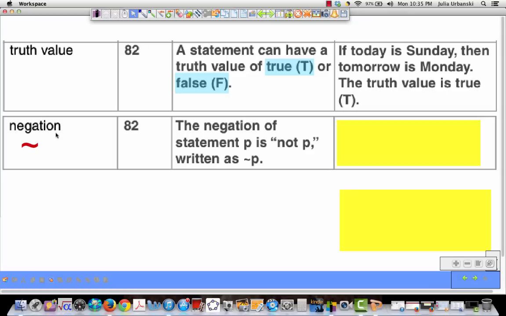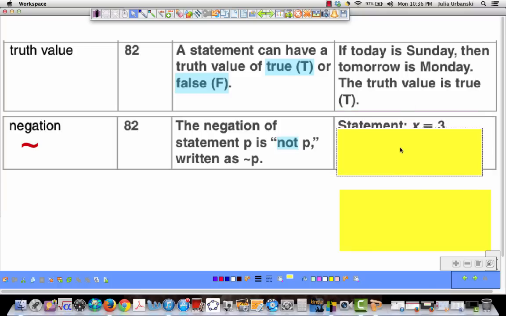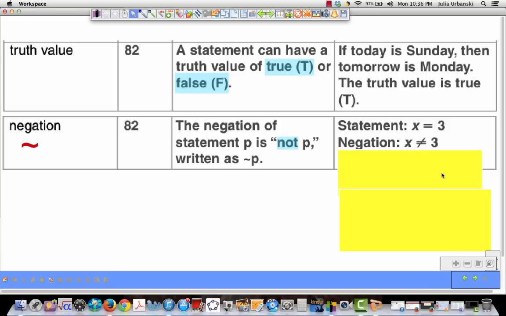Negation is a word you've probably already heard. This is the symbol that we always use for negation. What you should have written down for the keywords is the word not. The negation of statement P, any statement, is not P. It's written with the symbol right here, not P. So any statement at all that you have could just be turned around to the negation by adding the word not. So here's a statement, x equals 3. You could negate that or write the negation by saying x does not equal 3. Putting a slash through an equal sign just means not. This means is not equal to.